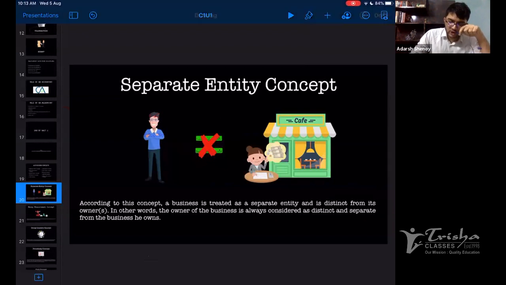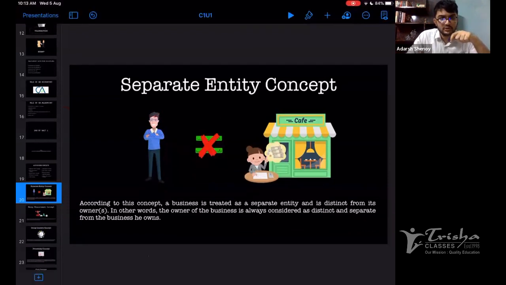We will say it is drawings. It is not for the business. It is not our expense. It is your expense, your personal expense. Entity means organization. So like this, we make a distinction between personal and business because of this particular concept, the separate entity concept.